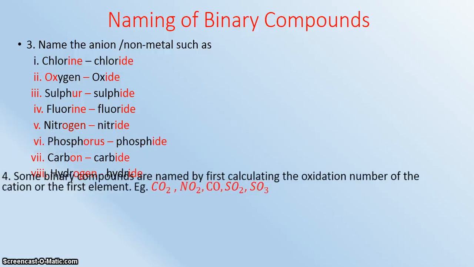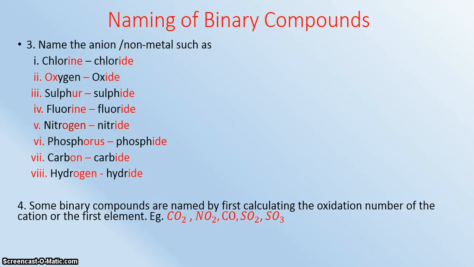All right, so now, last rule number 4. Some binary compounds are named by first calculating the oxidation number of the cation first. Because of how they can form bonds with other elements, we have to first calculate the oxidation number before we start naming them. So here, we will not name them like the ordinary binary compounds. When it comes to that, I'll draw attention to it.